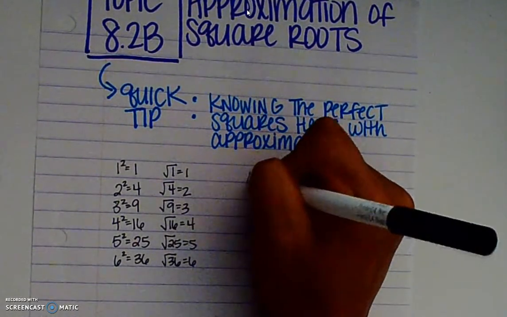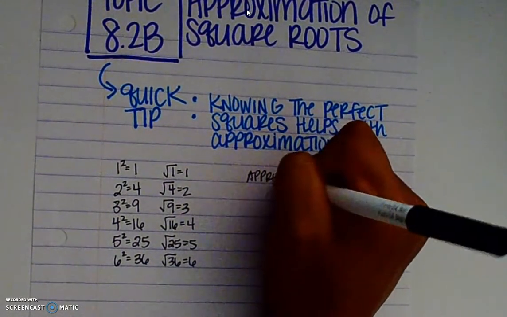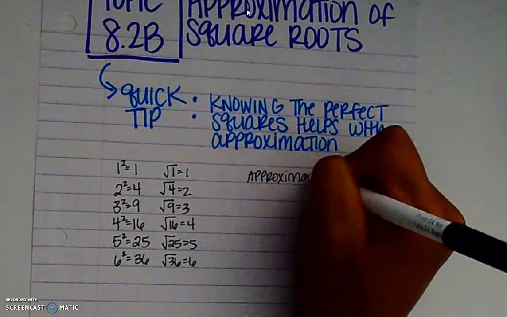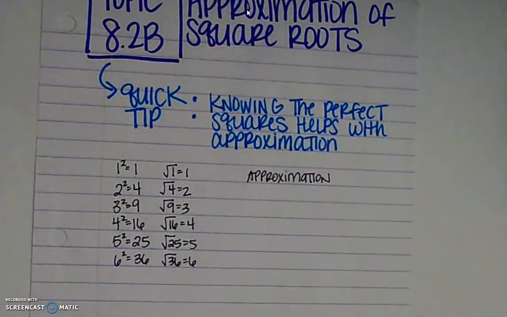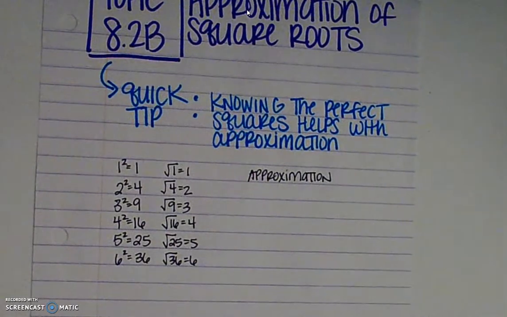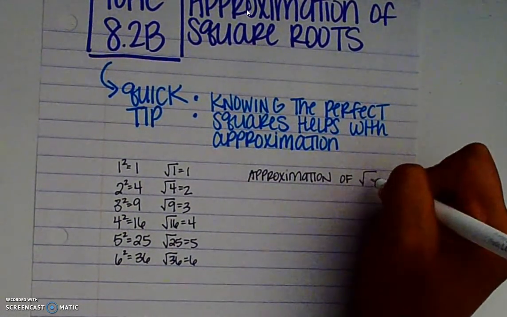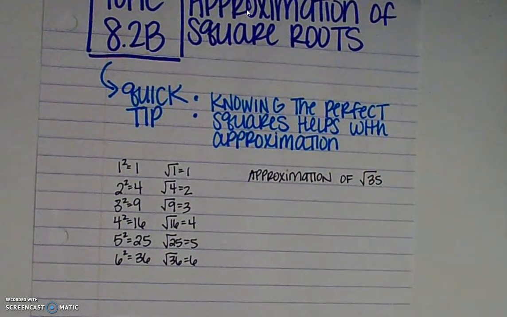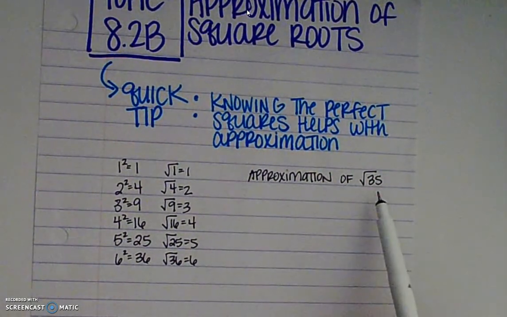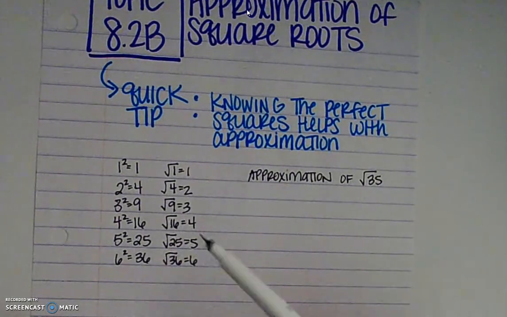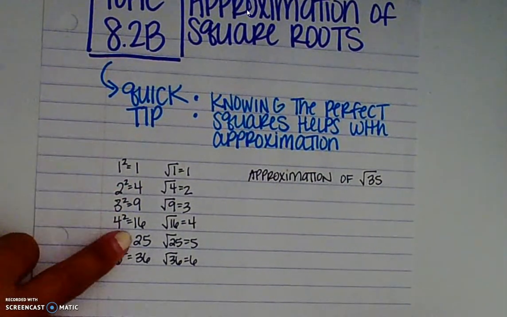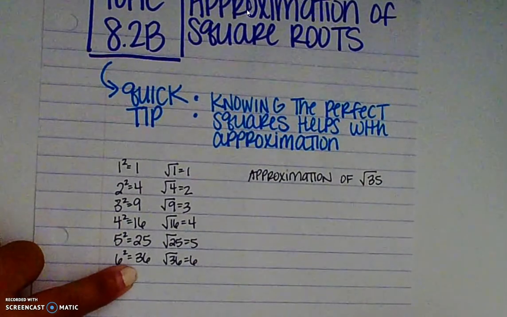So let's find or approximate. Again, approximate is another word for estimation or estimate. So the approximation of the square root of 35. Okay, now since the square root of 35 is not a perfect square, meaning it's not 1, 4, 9, 16, 25, or 36, we know that we're not going to get a nice pretty whole number.